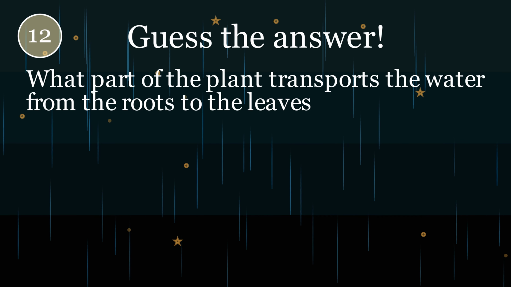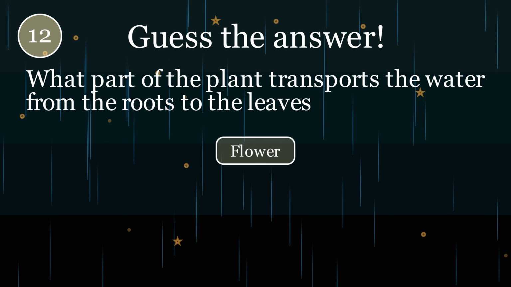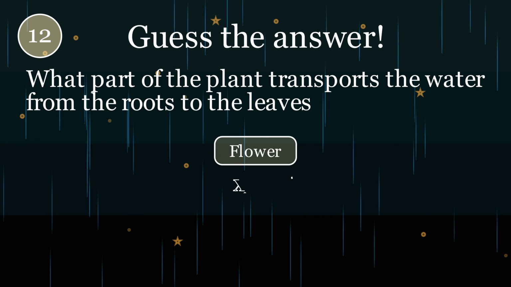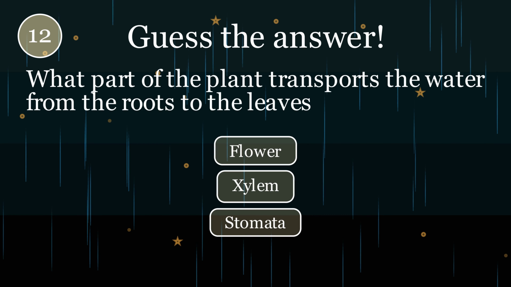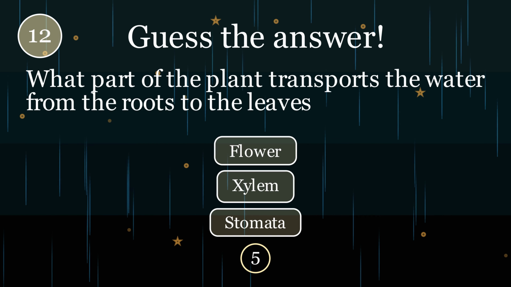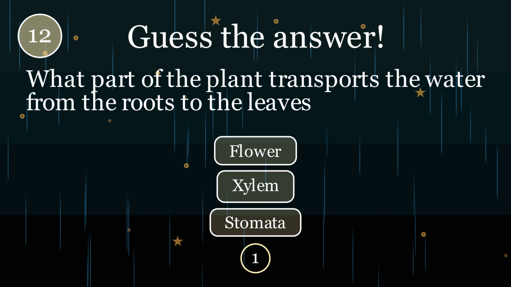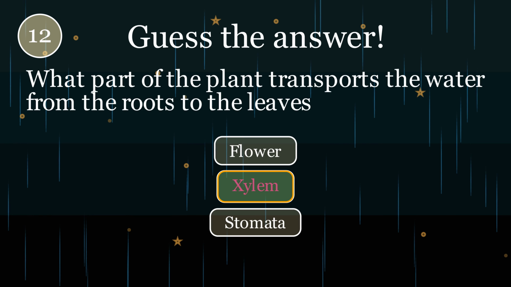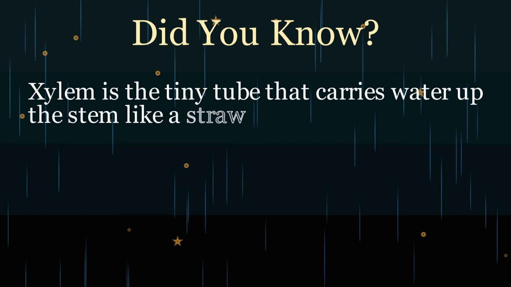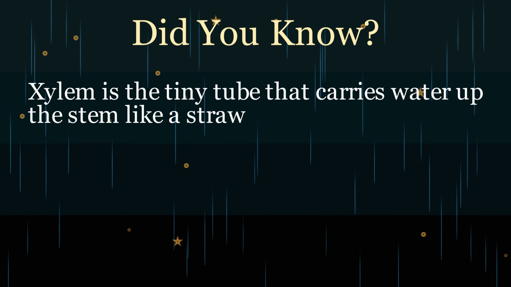What part of the plant transports the water from the roots to the leaves? Flower. Xylem. Stomata. The correct answer is xylem. Here's an interesting fact. Xylem is the tiny tube that carries water up the stem like a straw.